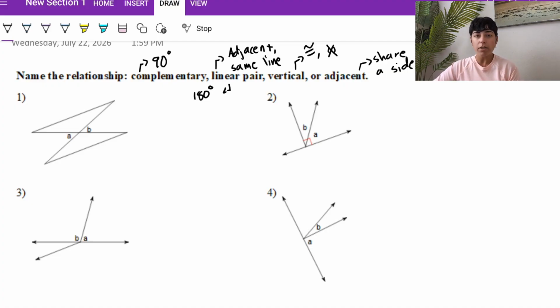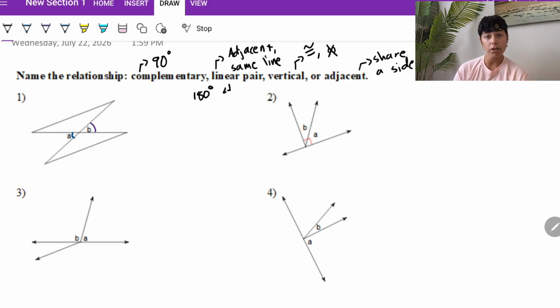So when they tell us to name a relationship, they want the most specific relationship we can get, because sometimes more than one relationship could exist. For example, you could be adjacent and complementary. And if that's the case, in this video we'll do both, but in the future they do want the most specific.